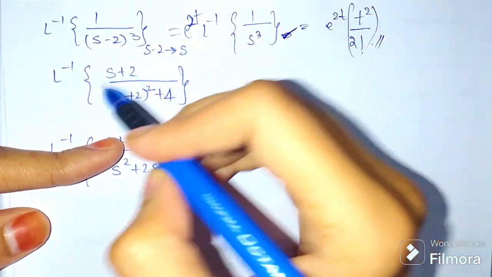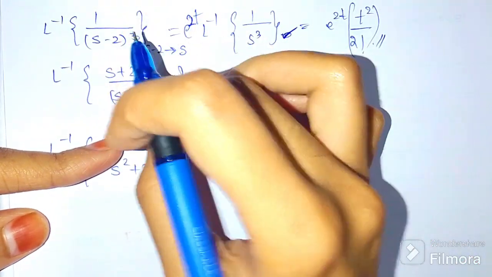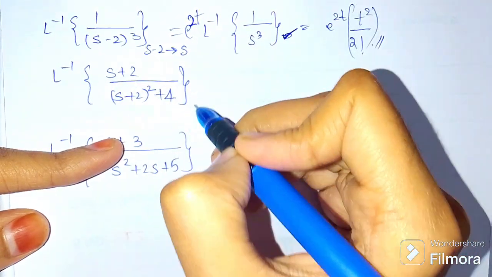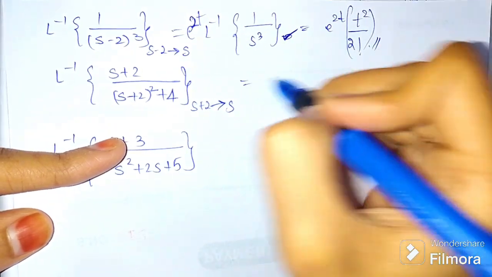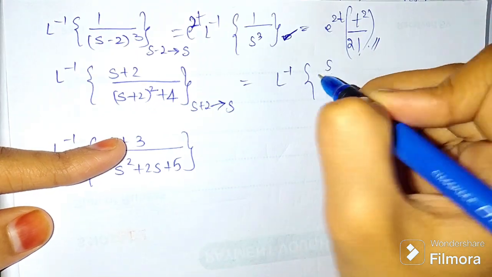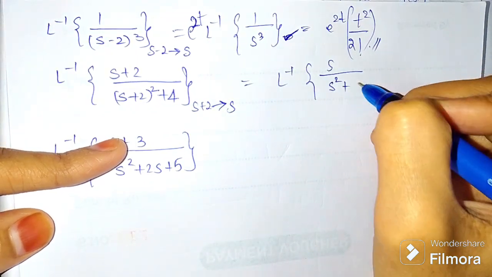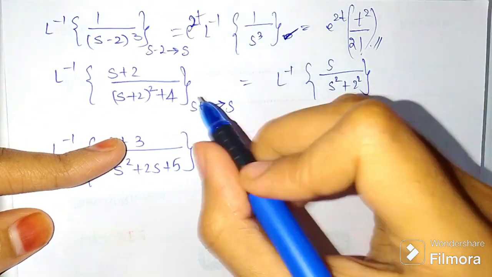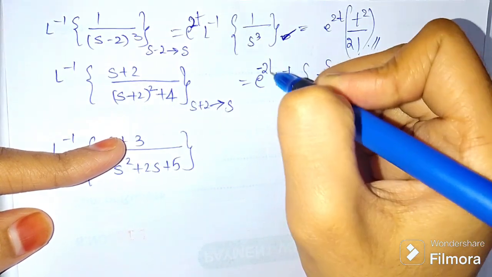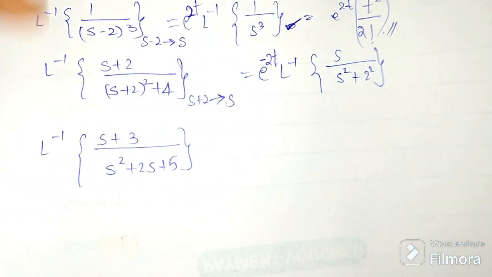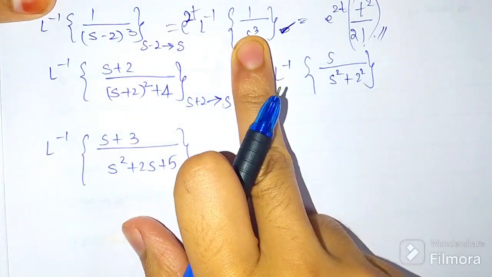I want to shift. s plus 2 is there. I can clearly see, no? So s plus 2 I want to shift to s. Okay, I will easily shift, s square plus 2 square. But what should I write outside? I should write e power minus 2t. Okay, you should write this. Then you can happily write this.